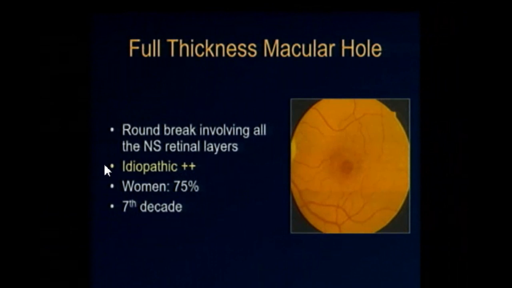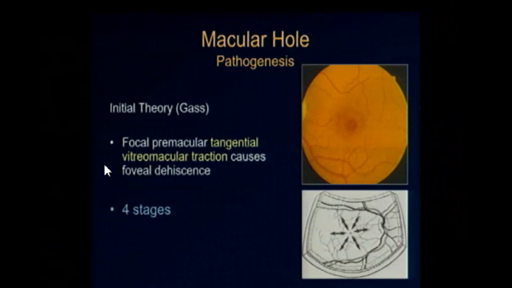Clear? Good. Macular holes. Macular holes could be full thickness or lamellar, okay? A full thickness hole is a round break that involves all the layers of the neurosensory retina. Most of the time it's idiopathic. Again, it happens after a PVD, most of the time, or as a consequence of an ongoing PVD. Women are more affected than men, and often after the age of 60.